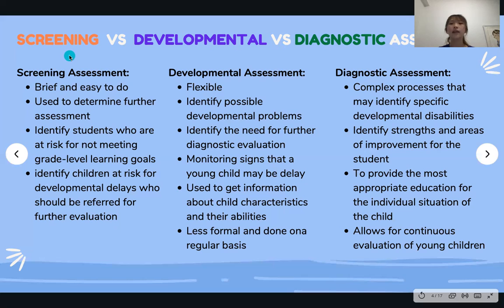And the diagnostic assessment is a complete process that may identify special developmental disability and identifies strengths and areas of improvement for the student. It helps to provide the most appropriate education for the individual situation of a child, and it allows for continuous evaluation of our young children too.